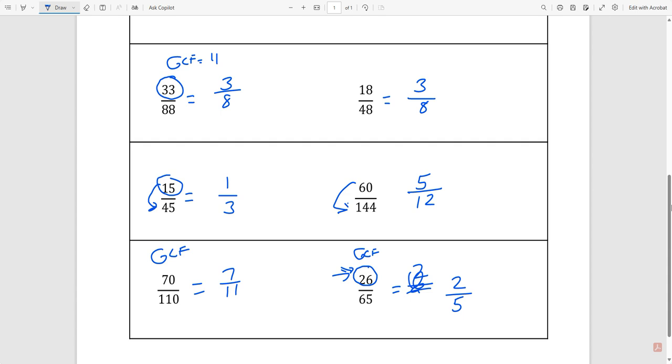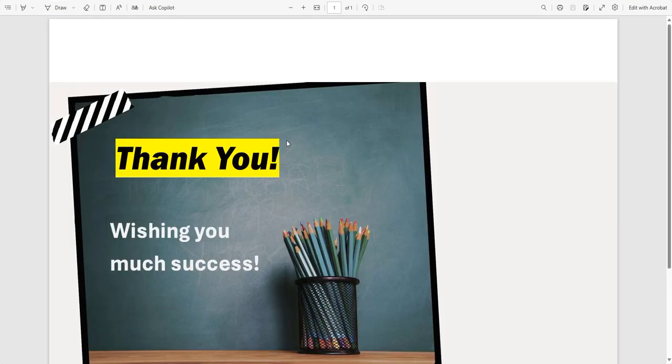And that's all there is to simplifying fractions. And so I don't know how they teach you, but that's how I do it.